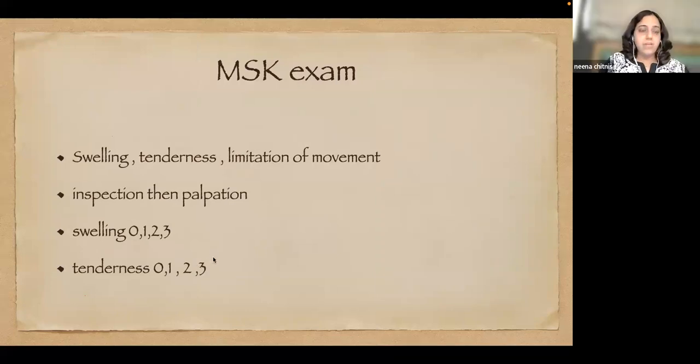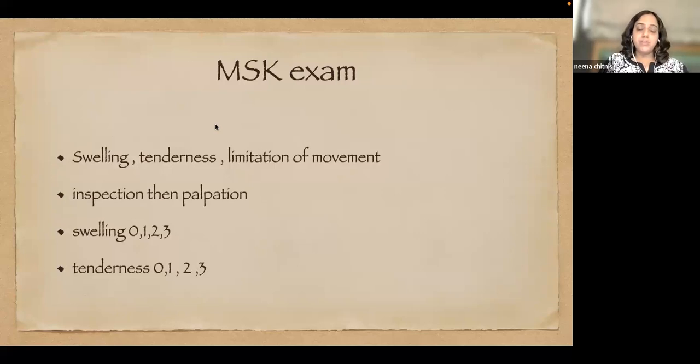So how do we examine the musculoskeletal system? Each of the joints is to be examined for 3 things: swelling, tenderness, and limitation of motion. You always have to do an inspection and then palpation. Whenever you're examining a joint, you have to examine it for swelling and tenderness and grade it: swelling as 0, 1, 2, 3, tenderness as 0, 1, 2, 3. Swelling 0, 1, 2, 3 means no swelling, mild swelling, moderate swelling, severe swelling.